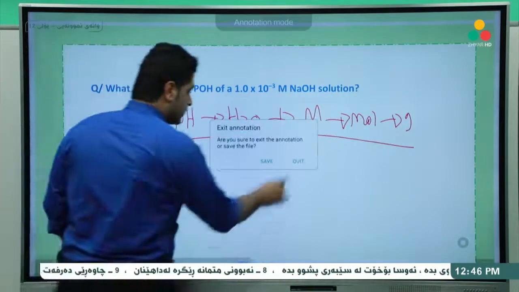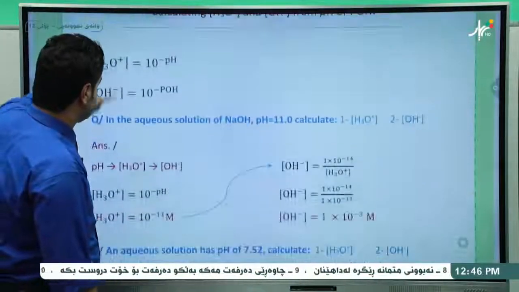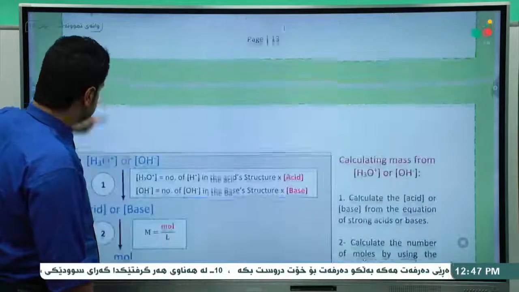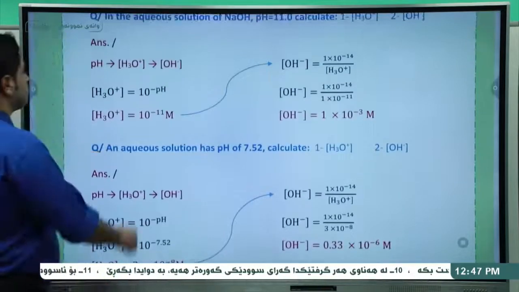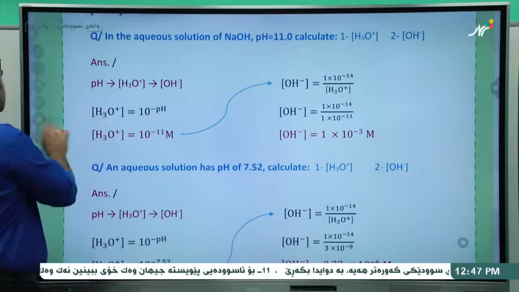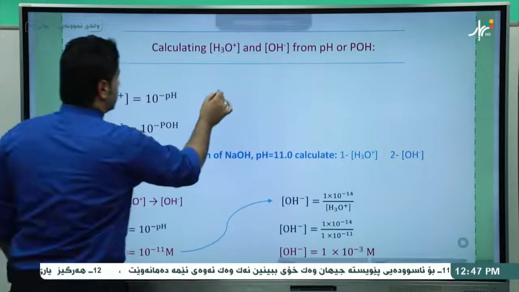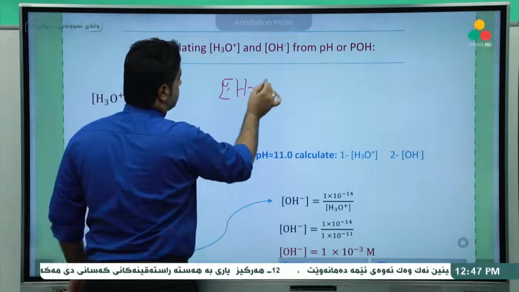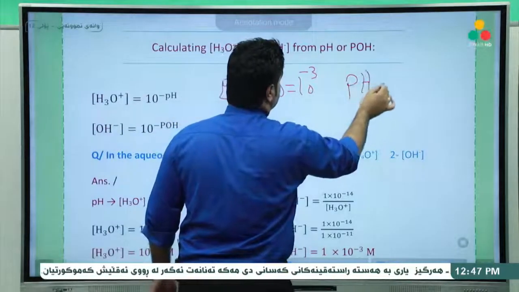Let's do a question. Okay. Look. We can get the value of H3O from the value of pH. There's only a mathematical relationship. If H3O is equal to 10 to the negative 3, then pH is equal to 3.